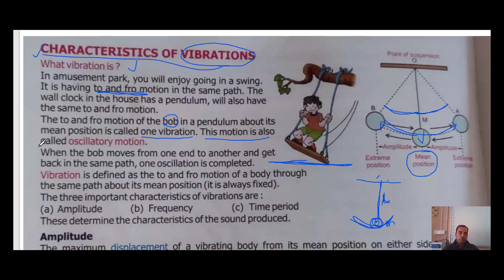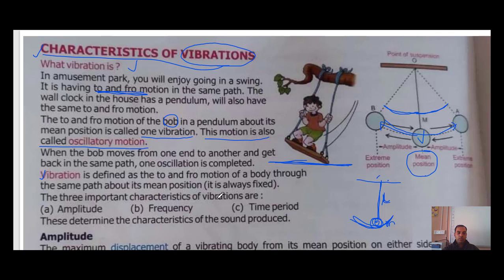This motion is also called oscillatory motion. Why oscillatory? It oscillates about a particular point. When the bob moves from one end to another and gets back on the same path, one oscillation is completed. Now vibration is defined as the to and fro motion of a body on the same path about its mean position. That means there is a point, and about that point the body goes forward, backward, and comes back to the same point. This kind of repetitive motion is called vibration. So about a particular point, a body will vibrate.